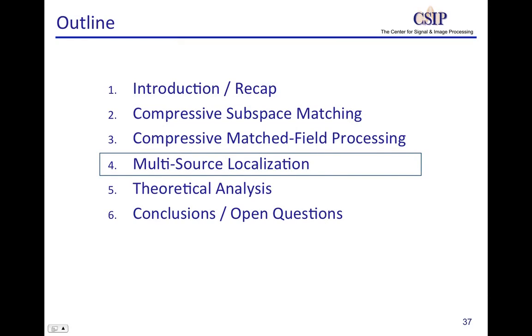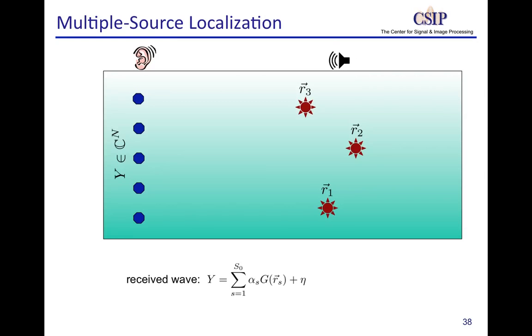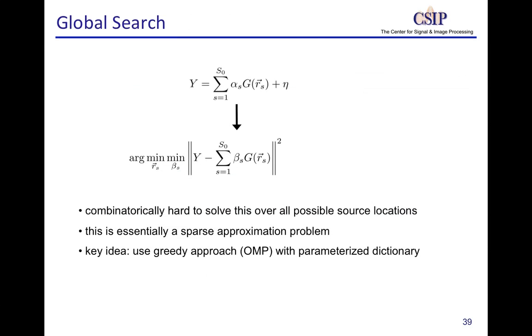Next, we're going to talk about multiple source localization. This is just an extension of this idea. So instead of one source now, we have several sources. So instead of receiving just a single weighted Green's function, we're going to receive a weighted sum of several of these, each with their own source, each with their own complex amplitude alpha s, plus some noise term. We want to simultaneously estimate all these source locations.